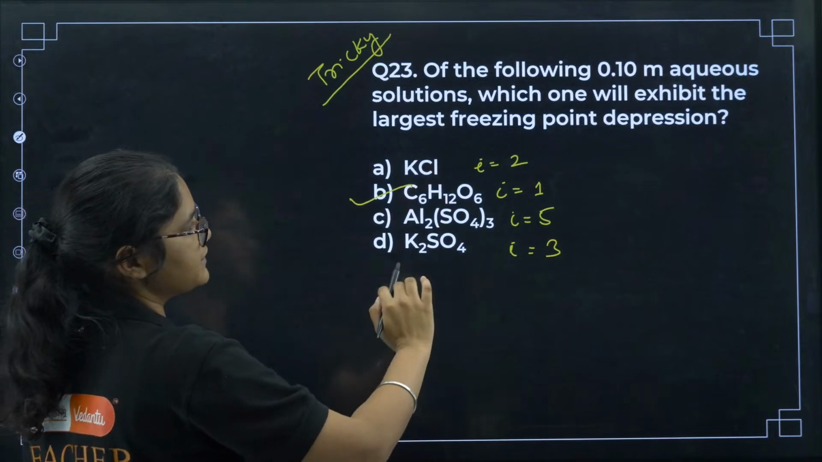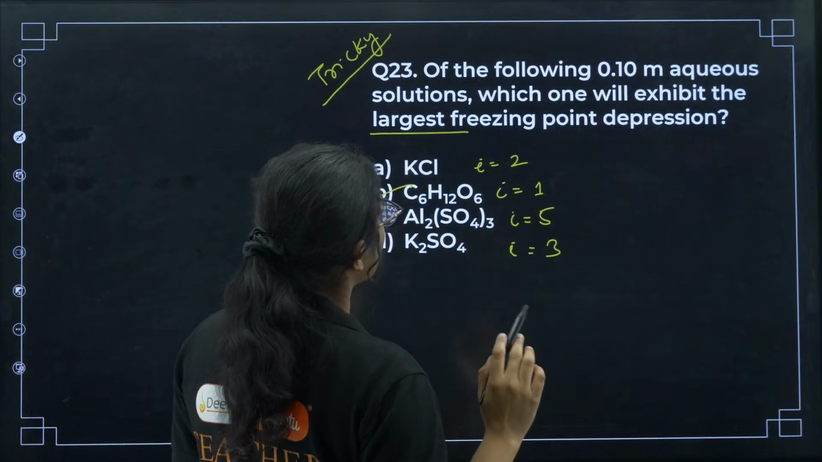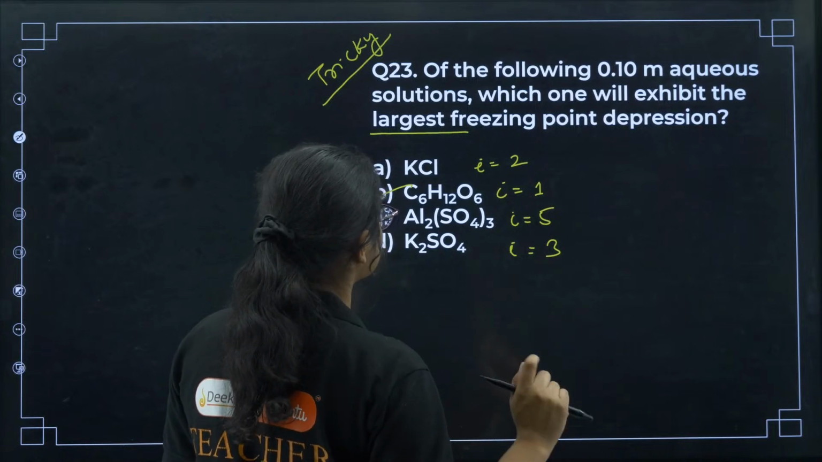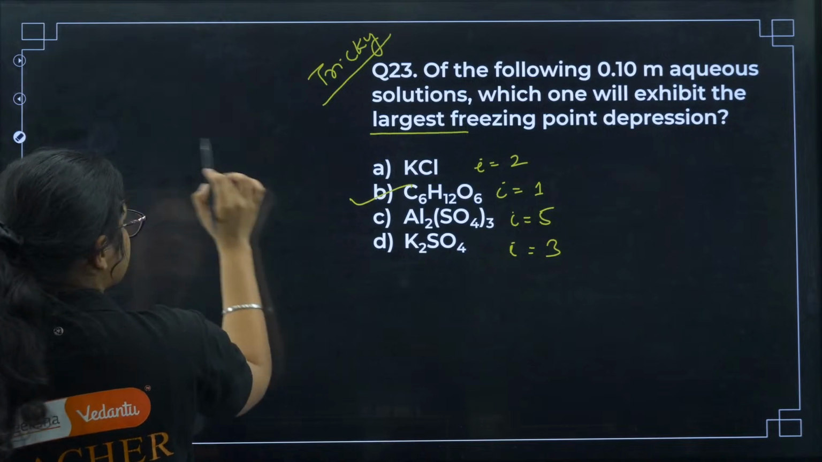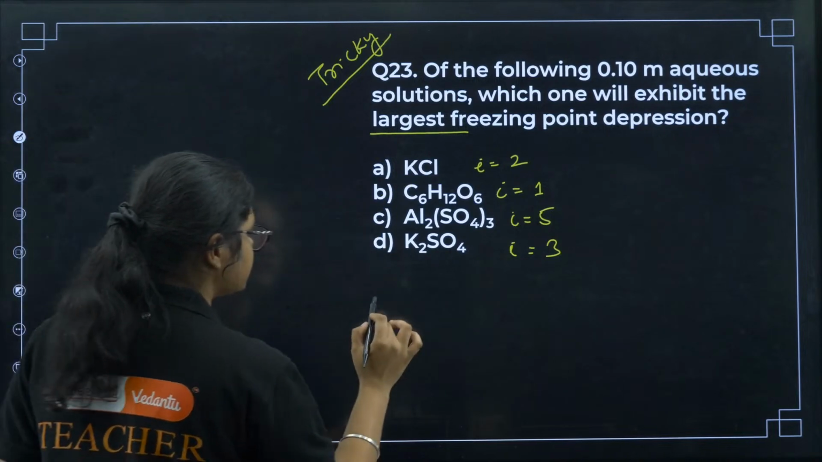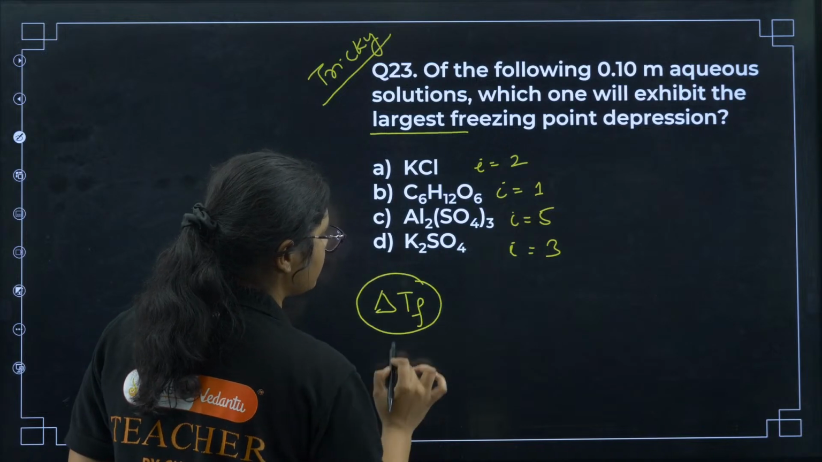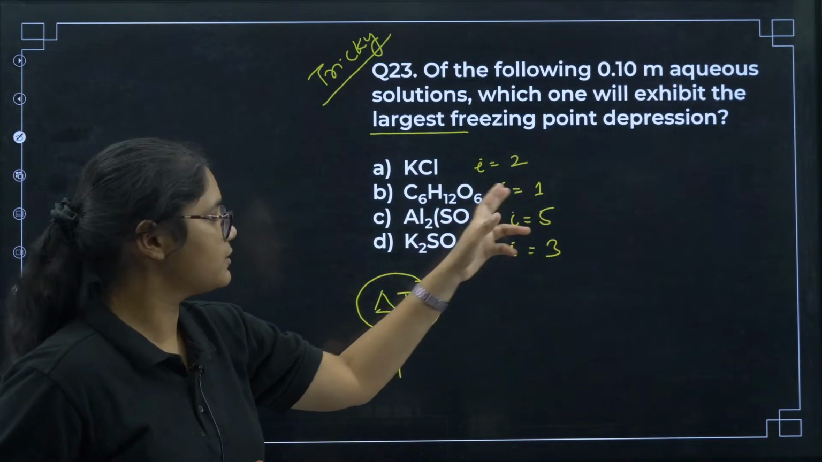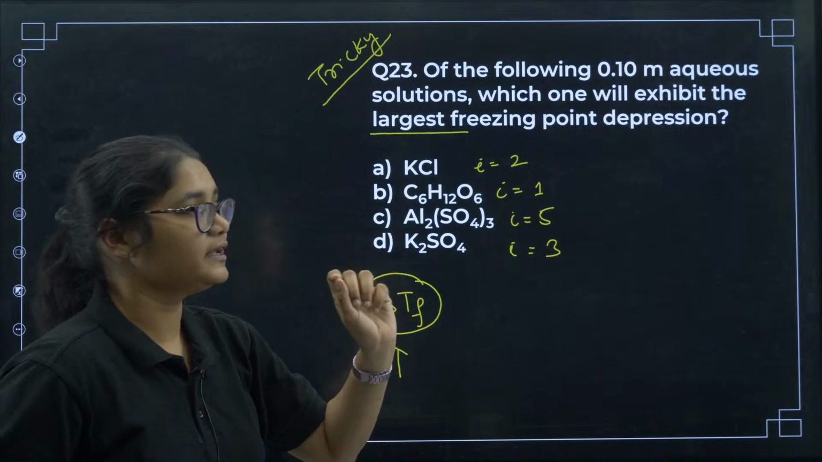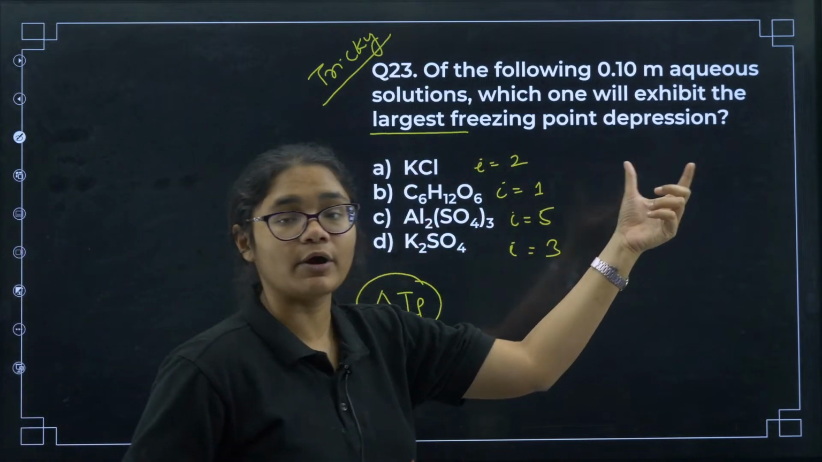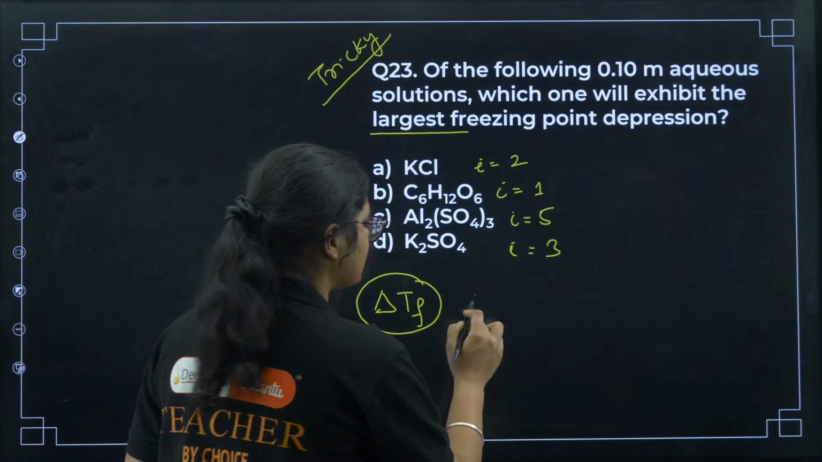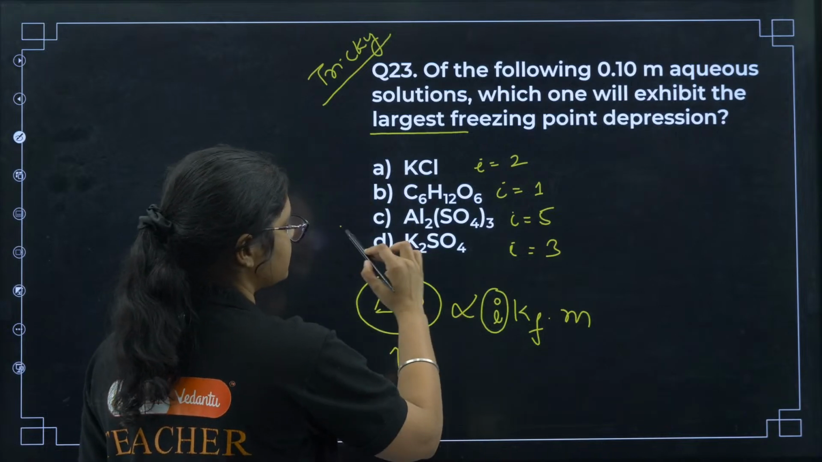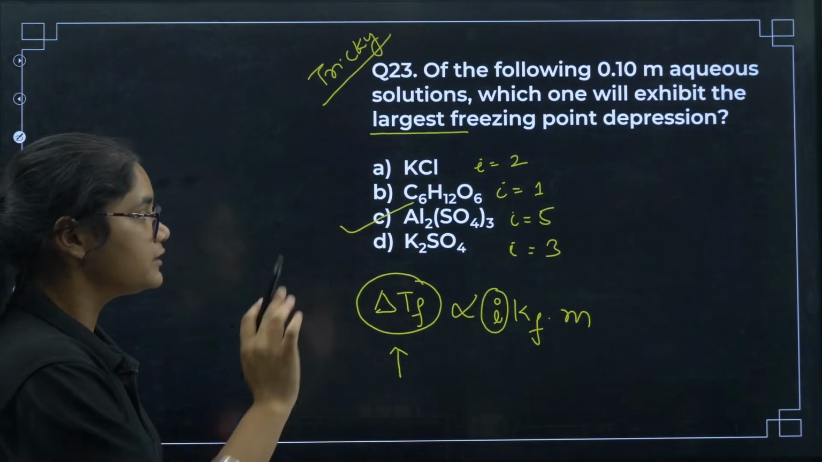Now see, of the following 0.1 m aqueous solutions, which one will exhibit the largest freezing point depression? This question is asked like this: in which case will this delta TF value be maximum? If the question had been where the freezing point will be maximum, then B is the correct answer. But the question here is asking which will have the largest freezing point depression, meaning delta TF. Now delta TF is directly proportional to i into Kf into m. The I value is maximum for option C. So C is the correct answer for this particular question.